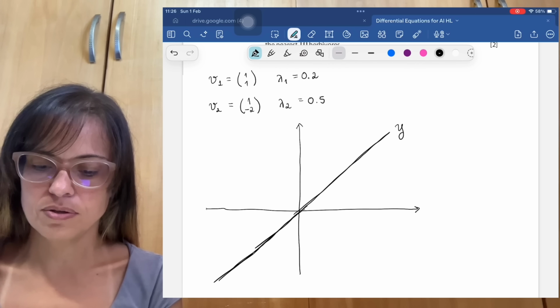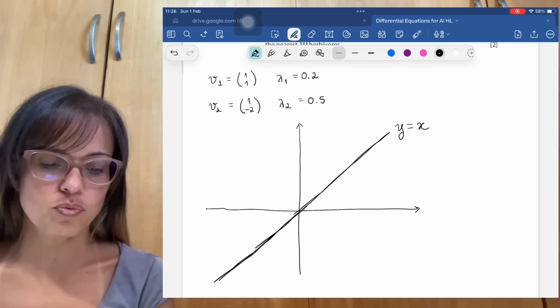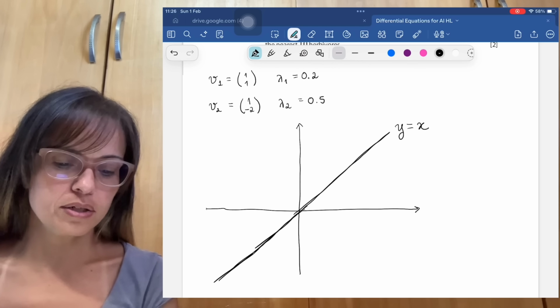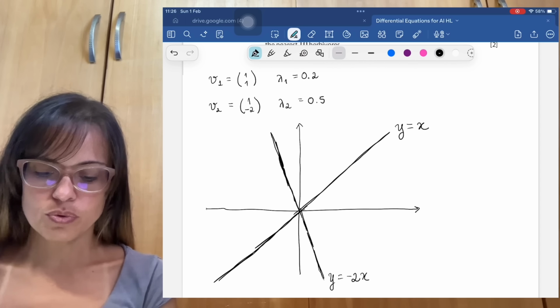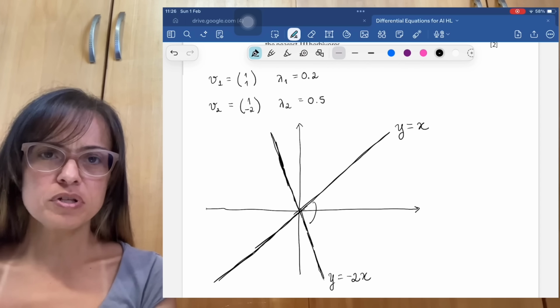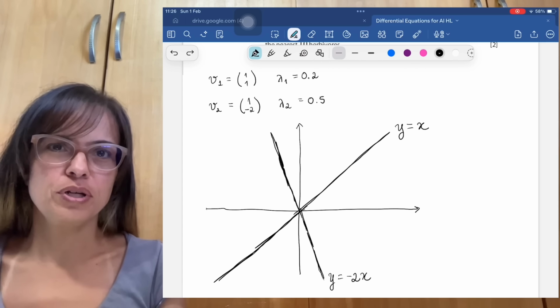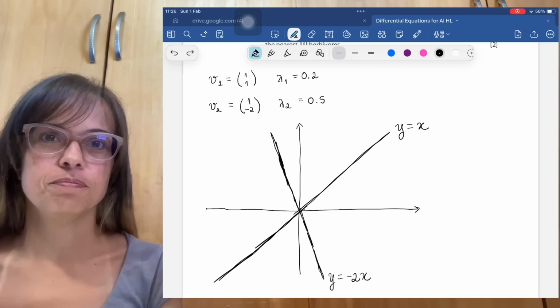So here is the first eigenvector, the line that he wanted, but I'm also going to put the other line in the picture. So that one is y equals -2x. They're not perpendicular, okay? Be careful here. They could be, of course, but they don't have to be. That's what I'm saying.